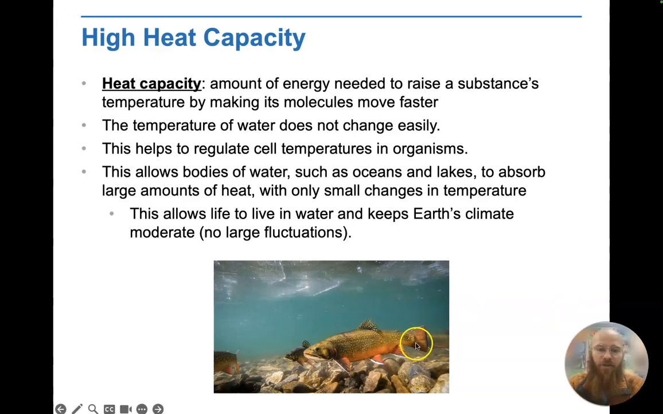And it also works the other way, where if you see down here, the only reason why these fish are able to live during really, really cold seasons, where there might be ice forming on the surface, is because even though it gets really, really cold outside, the entire body of water isn't going to be nearly as affected as maybe just the surface, and especially not as much as the temperature of the air above. And so this is actually what allows life to live in water, and it helps keep our climate moderate, right? No large fluctuations in that.